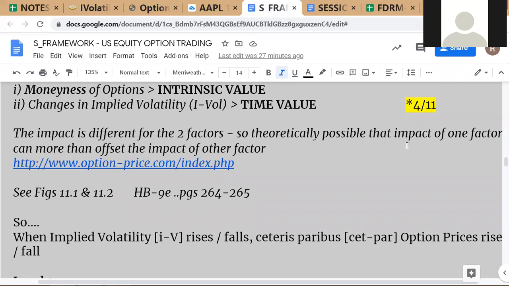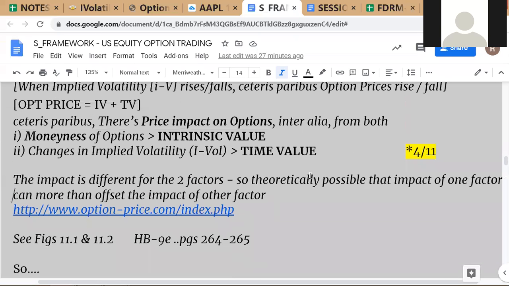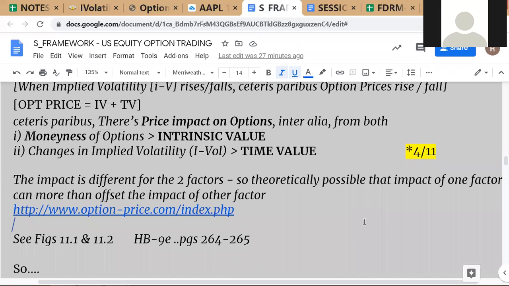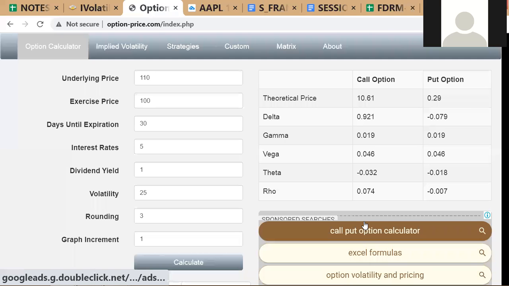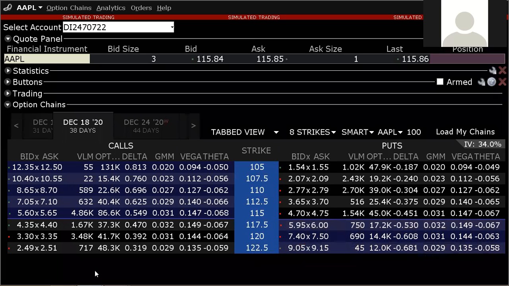So theoretically possible, the impact of one factor can more than offset the impact of the other factor. That's why I asked you the question about intrinsic value. What we are trying to show you is what the eyeball is, basically. Let's try to understand once again these eyeball prices that you're looking at.